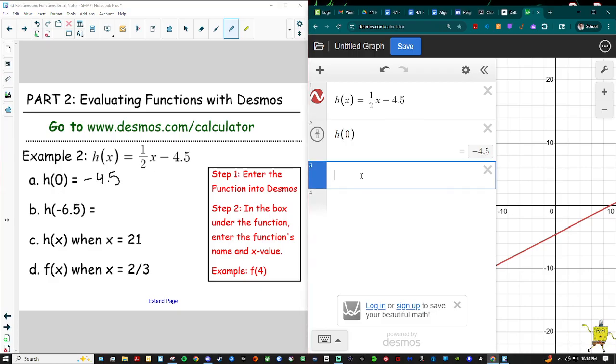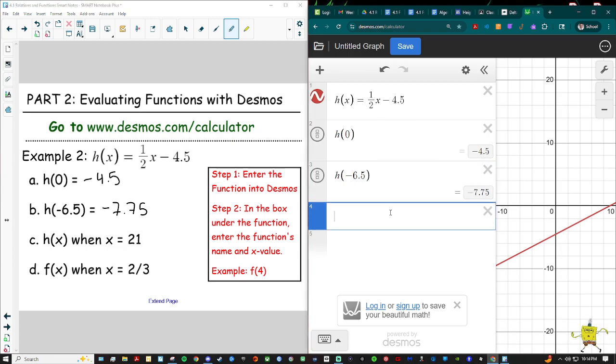What is h of negative 6.5? Type it in. I get negative 7.75. What is h of x when x is 21? Well, again, I'm just typing in h of 21. It's the same question asked a different way. The answer is 6.